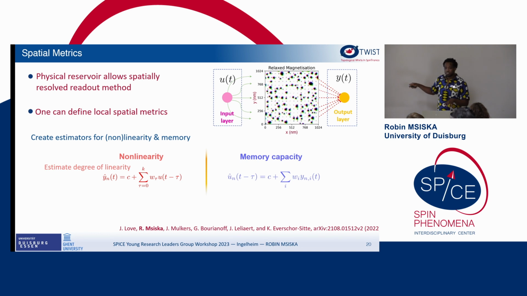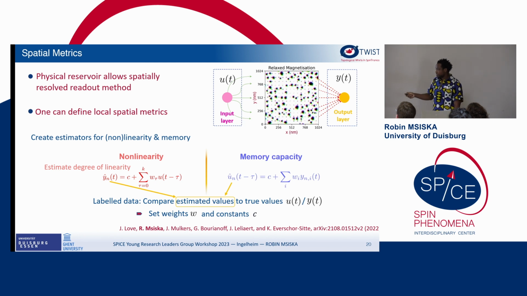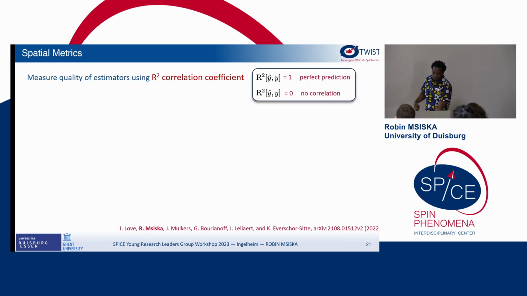I'm not going to go into details on how exactly you do this, but in the case of nonlinearity, it's worth noting that you estimate the degree of linearity in the system, and then you can infer what the nonlinearity should be in the system. And with these estimators, using labeled data, you can compare what these things estimate to the true values, and then tune your weights and your biases, and you have a measure for nonlinearity and memory capacity within the system. I won't go into the details, but basically it should take a form like this.